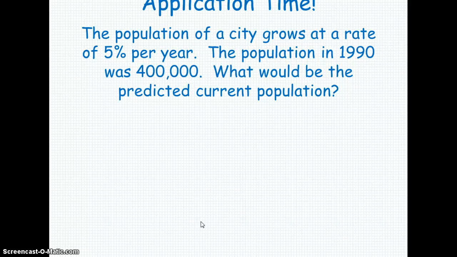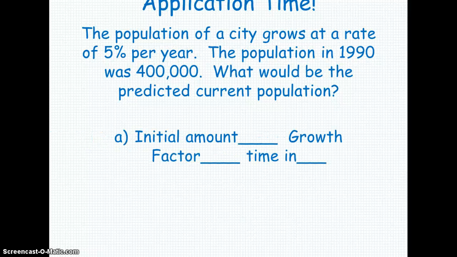Application time. We want to write a function that would represent this situation. The population of a city grows at a rate of 5% per year. The population in 1990 was 400,000. What would be the predicted current population? So we start with our initial amount, which would be the 400,000.